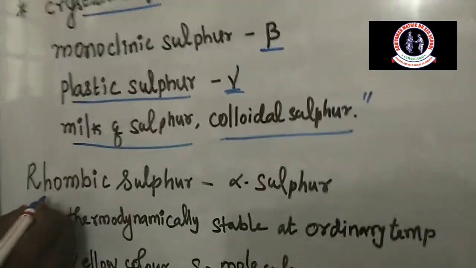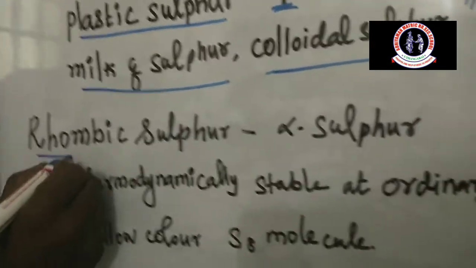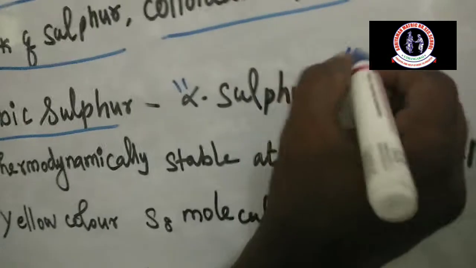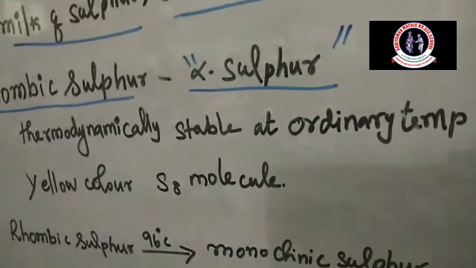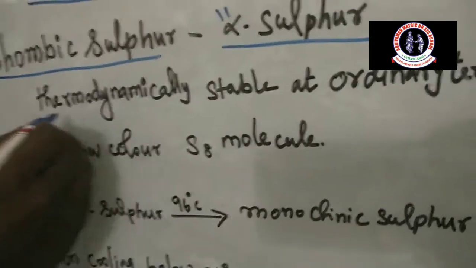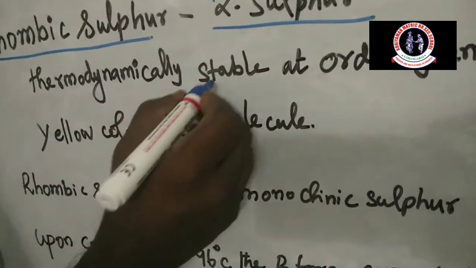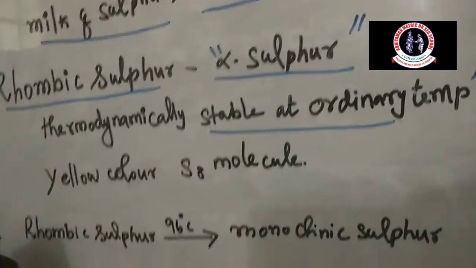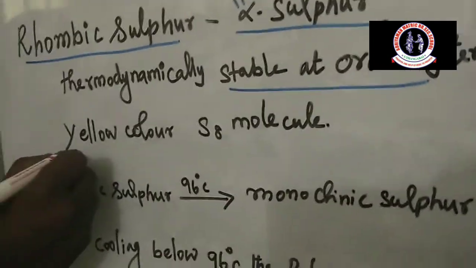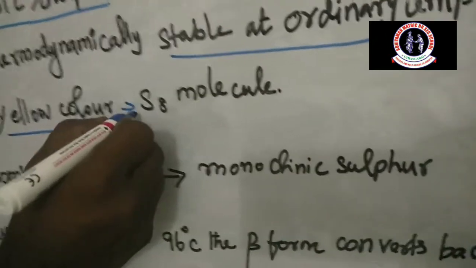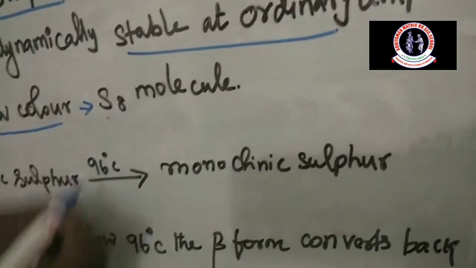Okay, first of all we are discussing rhombic sulfur, also known as alpha sulfur. Of all the sulfur allotropic forms, only rhombic sulfur is thermodynamically stable at ordinary temperature. The rhombic sulfur is yellow in color. It exists as S8 molecules.